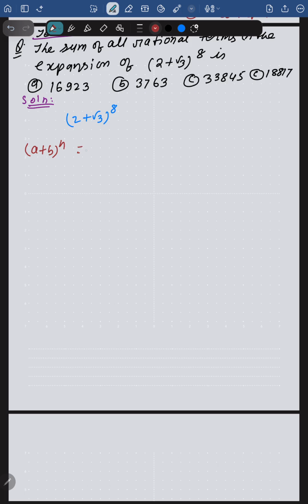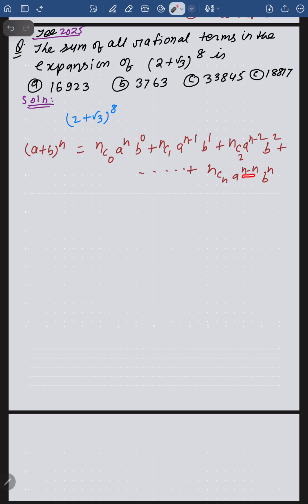that (a + b)^n can be written as nC0 a^n b^0 + nC1 a^(n-1) b^1 + nC2 a^(n-2) b^2 + ... + nCn a^(n-n) b^n. Okay, means this is a^0 and this is b^n, like here a^n and this is n minus n. In this way binomial expansion you know already.